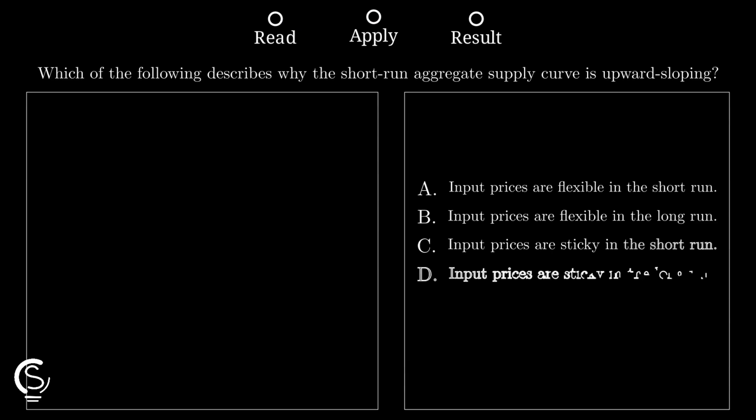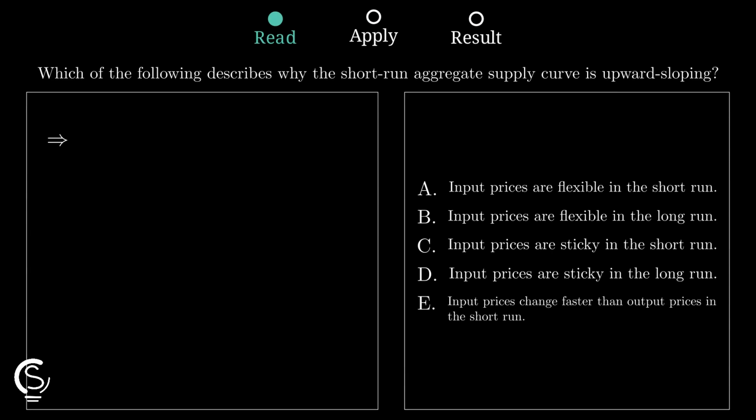The short-run aggregate supply curve shows the relationship between the total price level and the quantity of output firms produce. We must focus on how input costs behave here.